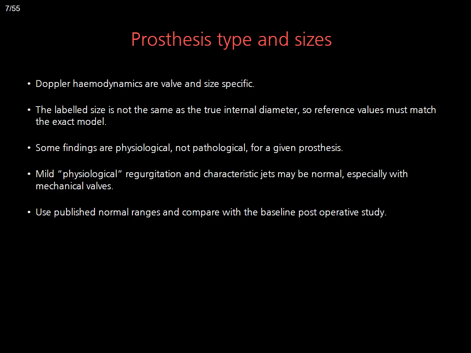Prosthetic valves do not behave like native valves. Their Doppler profile depends on the valve design and on the size that was implanted. The labeled size can be misleading because it does not always reflect the true internal diameter. So you must match your measurements to reference values for the exact valve model and size. Also remember that some echo findings are physiological for a specific prosthesis. Small normal regurgitant jets are common with mechanical valves and do not automatically indicate dysfunction. Finally, the most powerful comparator is the patient's own baseline post-operative echocardiogram.